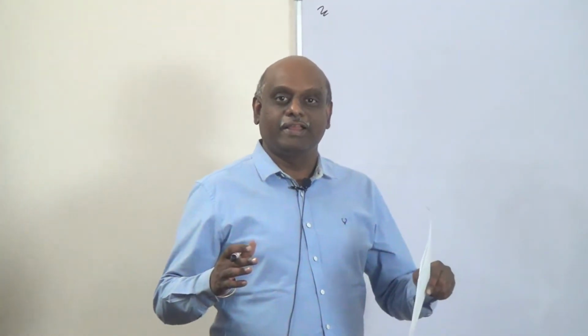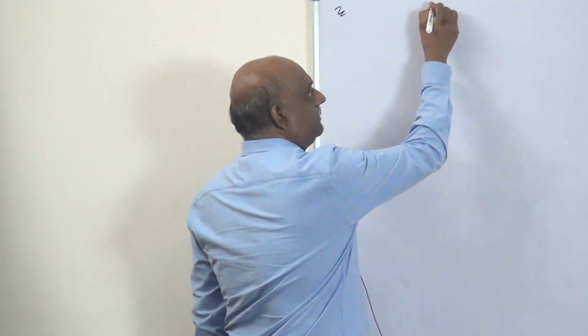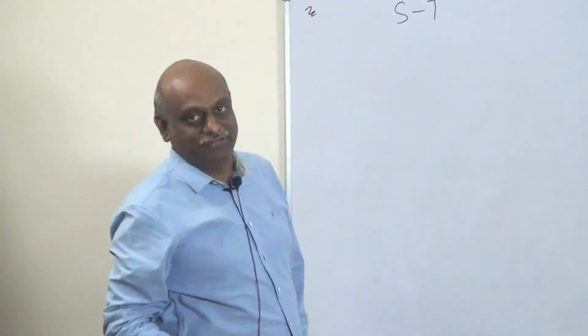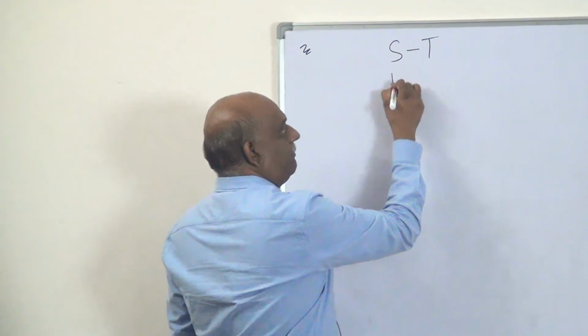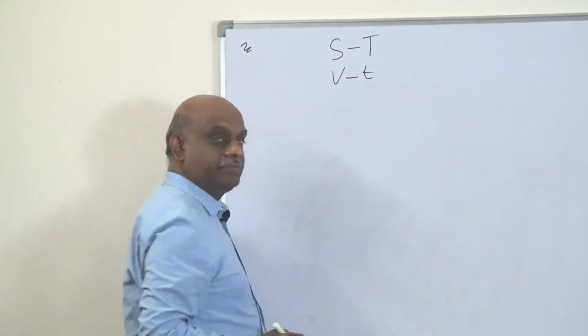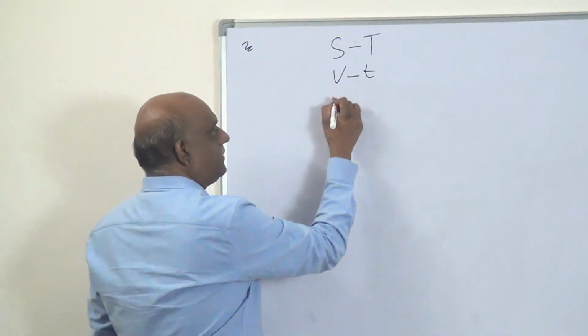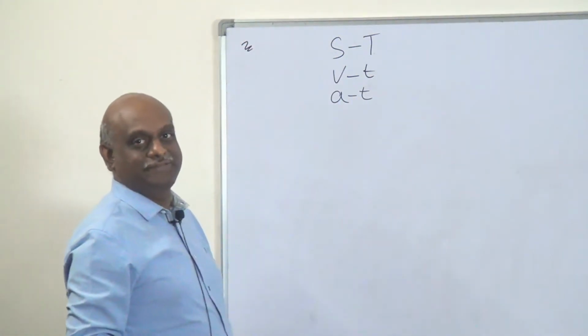So let us discuss about acceleration time graph. All of you know there is a distance time graph. What is the second graph that you know? Velocity time graph. The third type of graph that you should know is acceleration time graph.